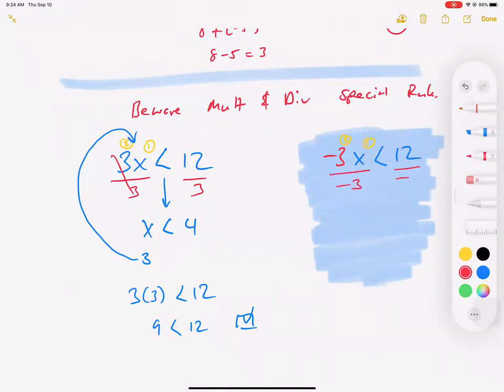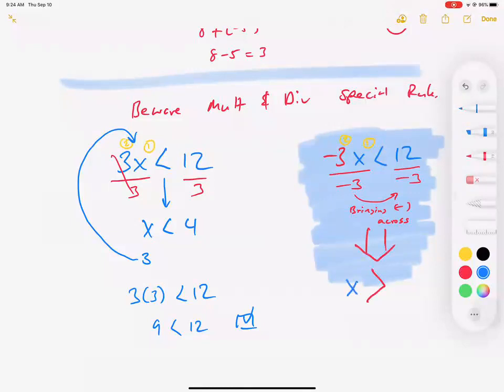Now, look at what I'm doing here. I'm bringing the negative across. Whenever you bring a negative across through multiplication or division, we have a special rule. You must flip the inequality. You must flip the inequality.